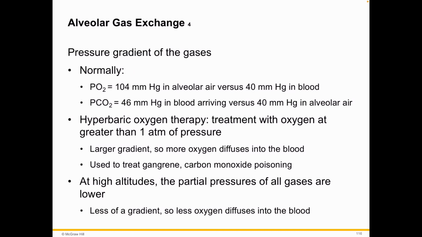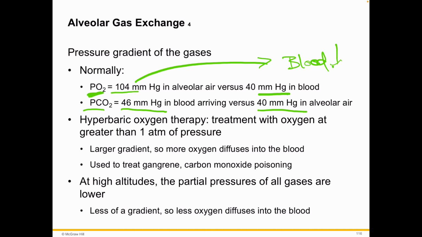Normally the pressure of oxygen is 104 millimeters of mercury in alveolar air versus about 40 millimeters of mercury in the blood. So it's higher pressure in the alveoli and it wants to get into the blood because it's lower pressure, right? And then the pressure of carbon dioxide is about 46 millimeters of mercury in the blood versus about 40 millimeters of mercury in the alveolar air. Even though it's only a slight difference, it's enough for the carbon dioxide to want to go to the air because it's lower pressure, and that's all it takes.